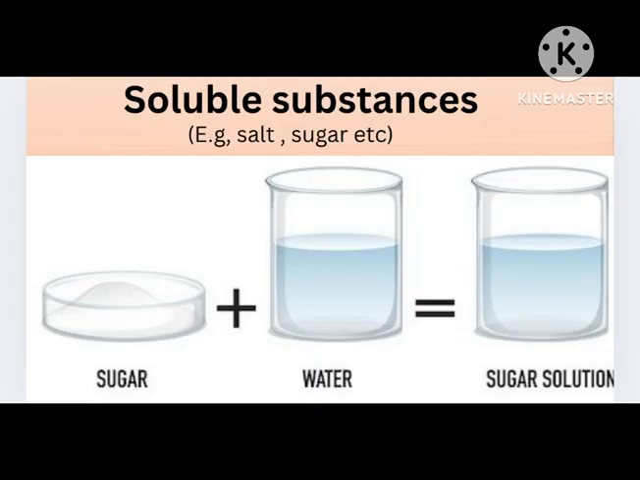For example, we have sugar. When we put the sugar in water, it dissolves or mixes with the water. Therefore, this is a soluble substance. Similarly, salt is also a soluble substance because it dissolves in water or mixes with the water completely.